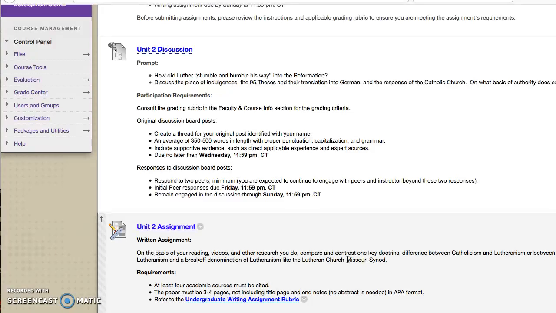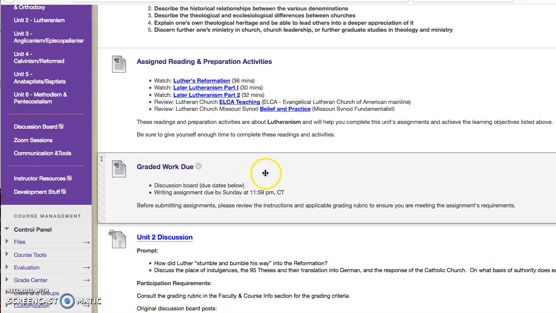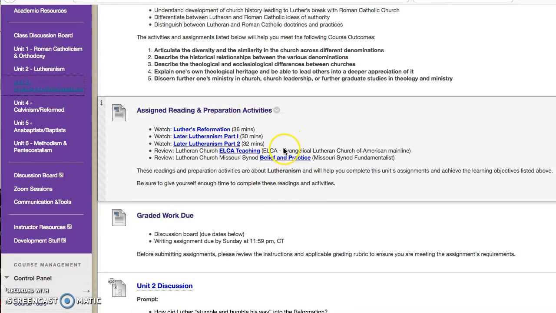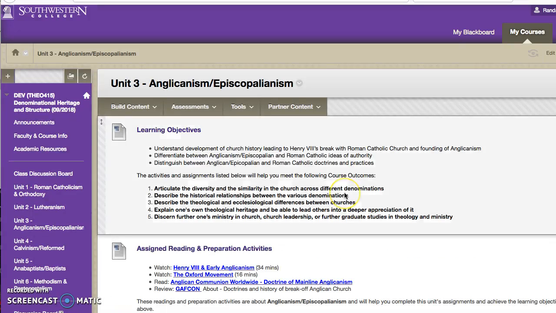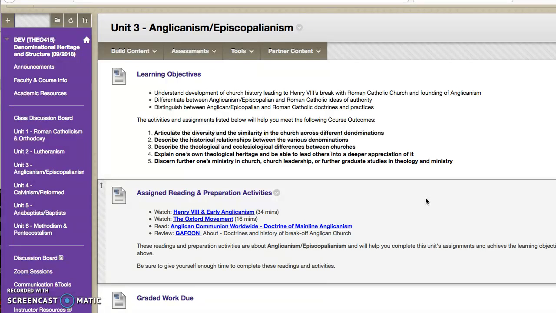So they can do either one, and that, I think, will give them the opportunity to make some good analyses, and hopefully they can better understand these different manifestations of the church. Same thing happens in Unit 3 with regard to Anglicanism or Episcopalianism.